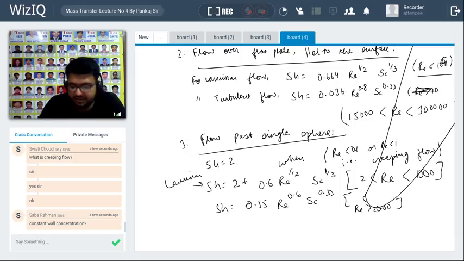Constant wall concentration is similar to constant wall temperature for heat transfer. Suppose you have a transferring wall, or a wall with an opening for the compound to diffuse inside it. Or you can assume that a constant rate of diffusion is occurring over there, like in a porous medium. In all those cases it's a case of constant wall concentration.